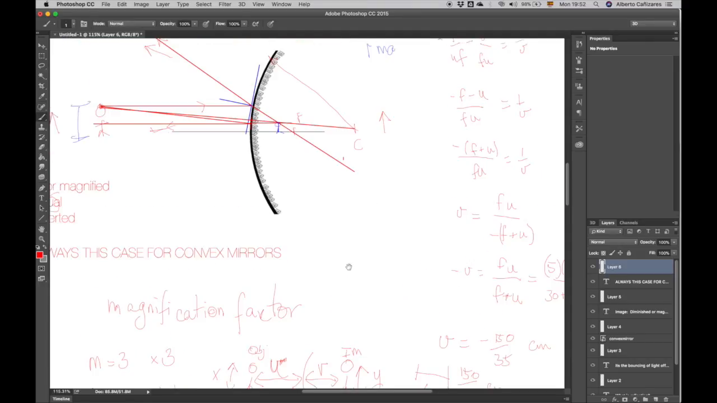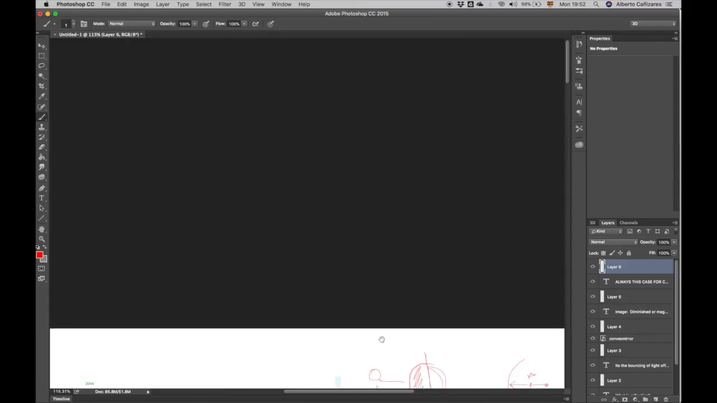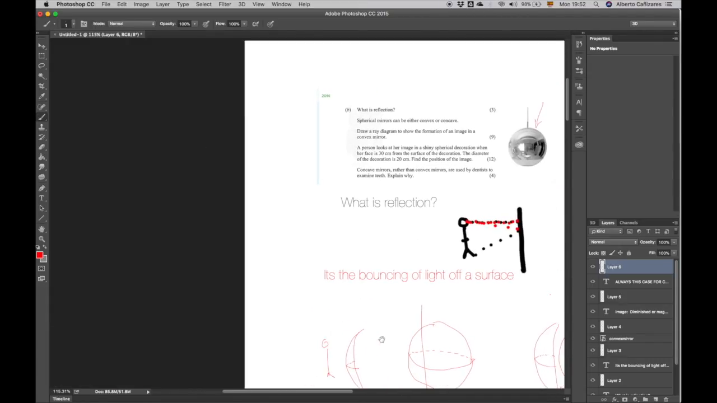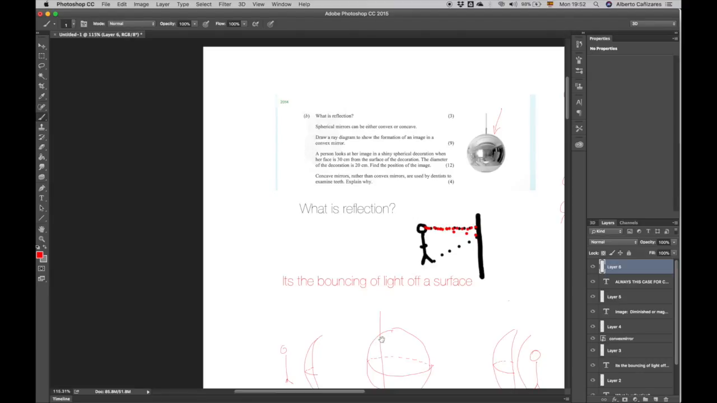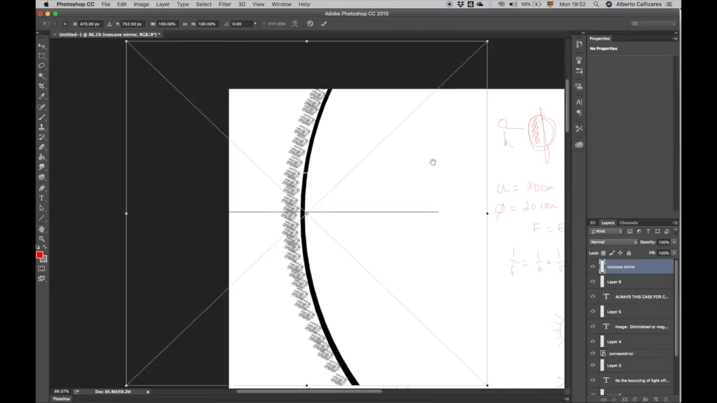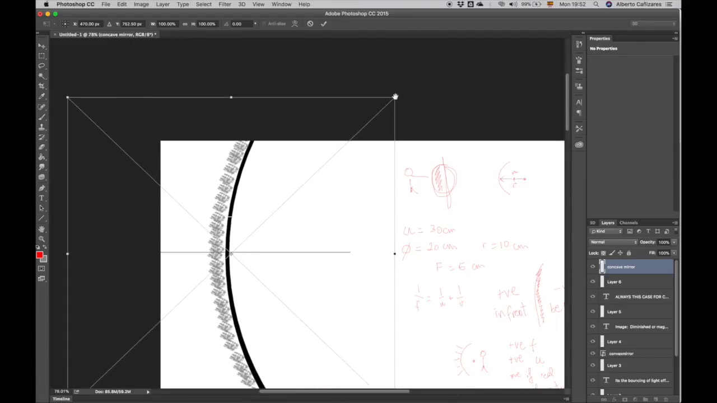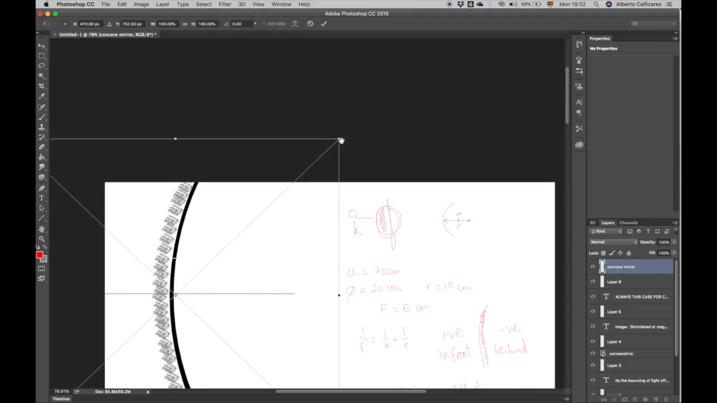Okay? Now, just to finalize, the question is asking us: concave mirrors rather than convex mirrors are used by dentists to examine teeth. Explain why. So now we're no longer looking at a convex mirror, we're looking at a concave mirror. I have prepared here the opposite, which is a concave mirror.